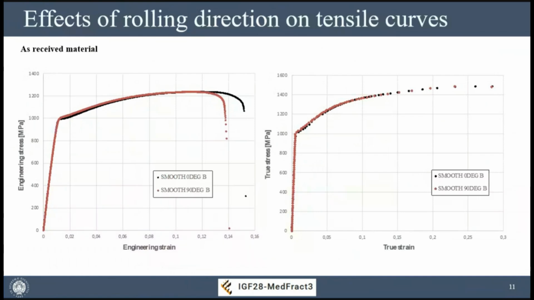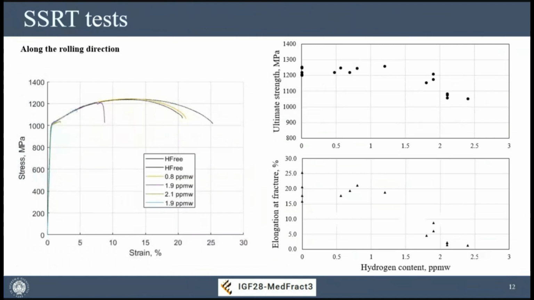If we pass to see what happens in terms of mechanical properties of the material, first of all, as we can expect from the microstructural examination, the direction of extraction of the sample with respect to the rolling direction doesn't affect so much the mechanical response of the material. The yield and ultimate strength are more or less unaffected. Only samples extracted orthogonal to the rolling direction presented a quite lower elongation at fracture.